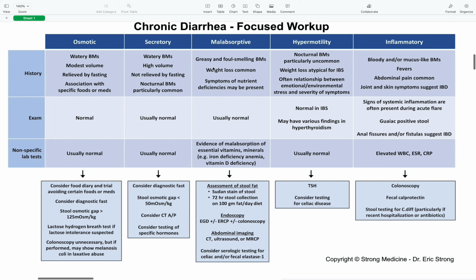And then moving on to malabsorptive syndromes. Malabsorption, as I said earlier, the patient may present to you with greasy, foul-smelling bowel movements, with weight loss. Symptoms of nutrient deficiency may be present. So usually you need to look for vitamin A, D, E, and K deficiencies in patients who present with fat malabsorption. So an exam usually is normal, and in non-specific lab findings, you may happen to see anemia, iron deficiency anemia, vitamin D deficiency, or calcium deficiency.